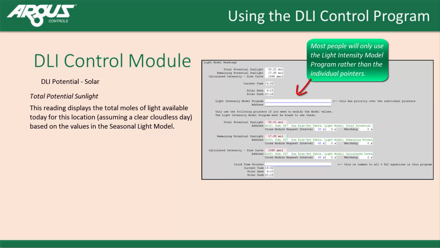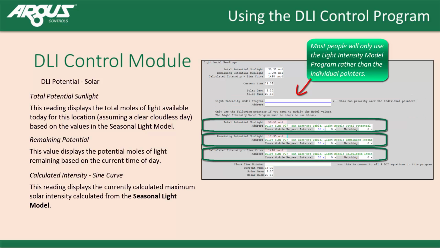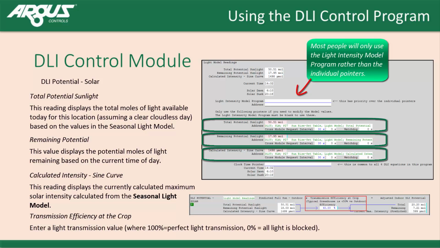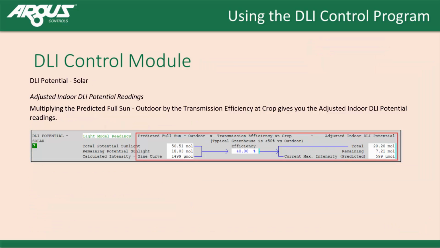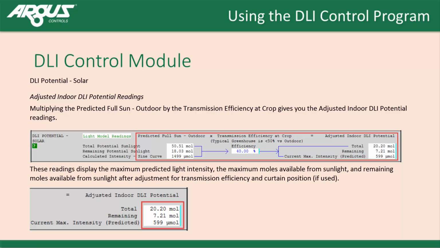Total potential sunlight. Remaining potential. Calculated intensity sine curve. Transmission efficiency at the crop. Typically, the PAR light intensity measured at the crop level in a greenhouse can be 50% or less than the intensity measured by an outdoor sensor. Adjusted indoor DLI potential readings. Multiplying the predicted full sun outdoor by the transmission efficiency at crop gives you the adjusted indoor DLI potential readings. These readings display the maximum predicted light intensity, the maximum moles available from sunlight, and remaining moles available from sunlight after adjustment for transmission efficiency and curtain position if used.